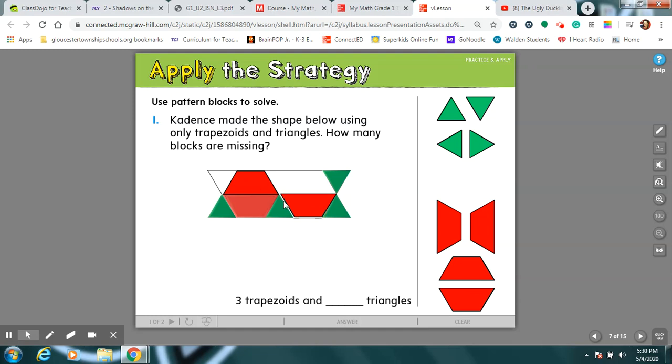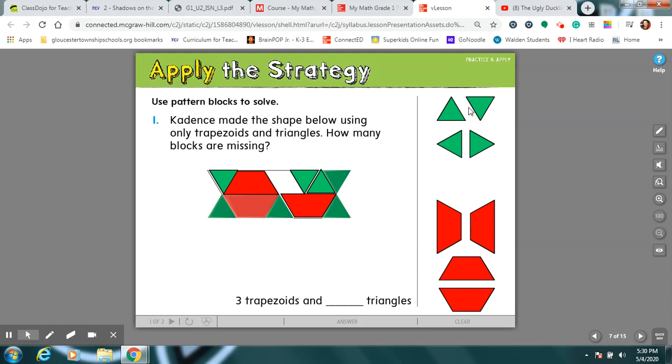1, 2, 3. Now we have to fill the rest of the space only using triangles. Let's see how many we can fit in there. Now we have to pick the right one that's going to look the right way. See how this won't fit here? It's upside down. Yeah, but it does fit in this spot. Look. See that? All right, there's 1 triangle. 2. 3.